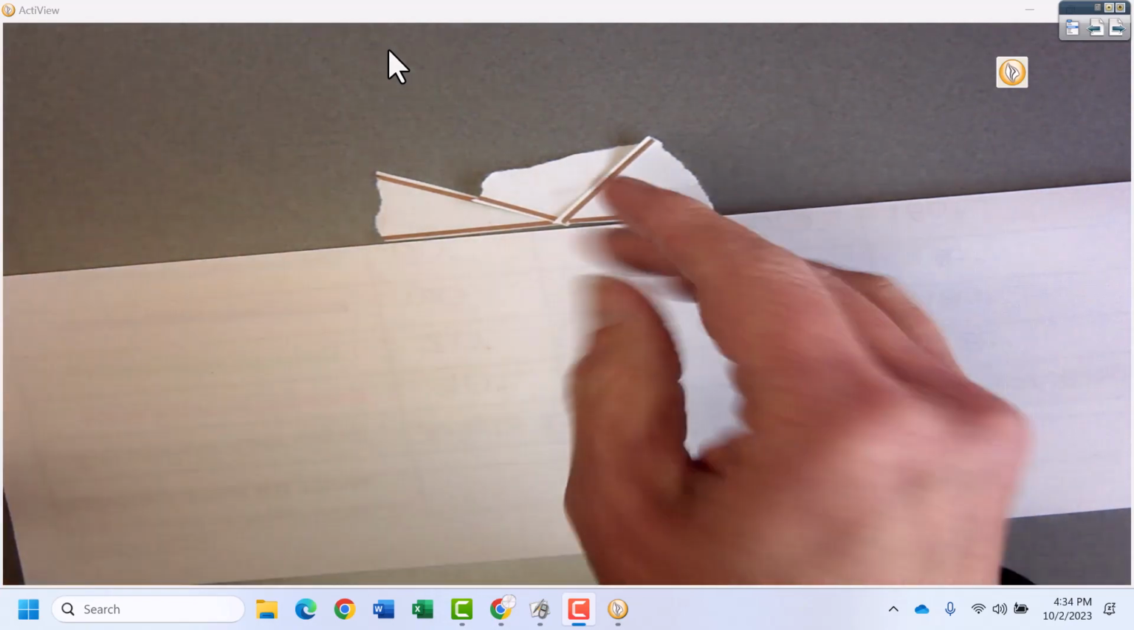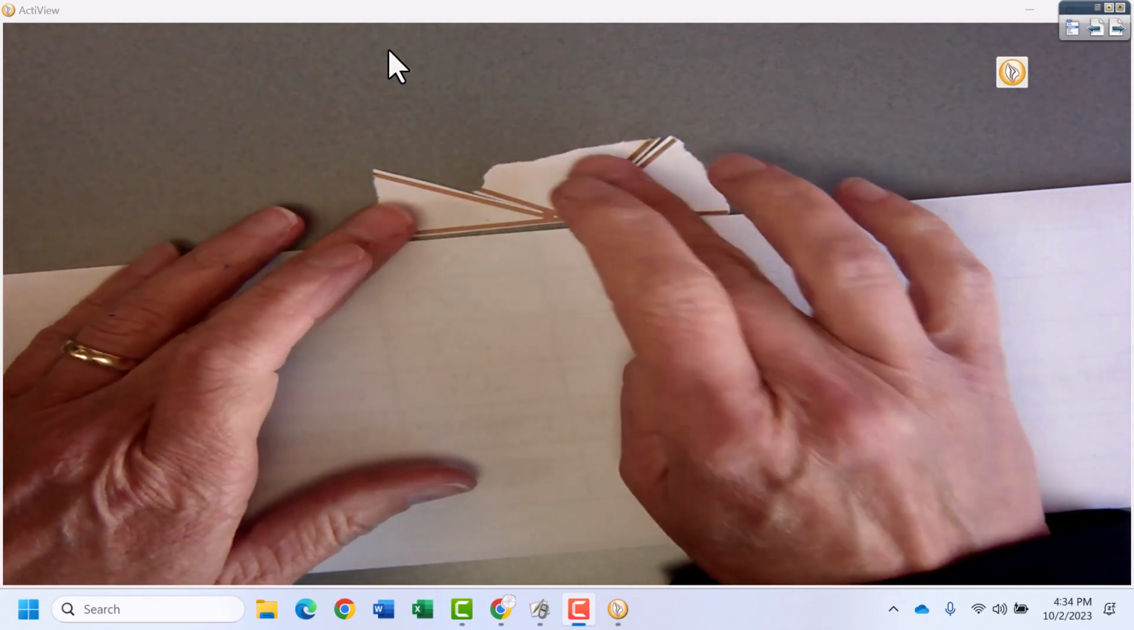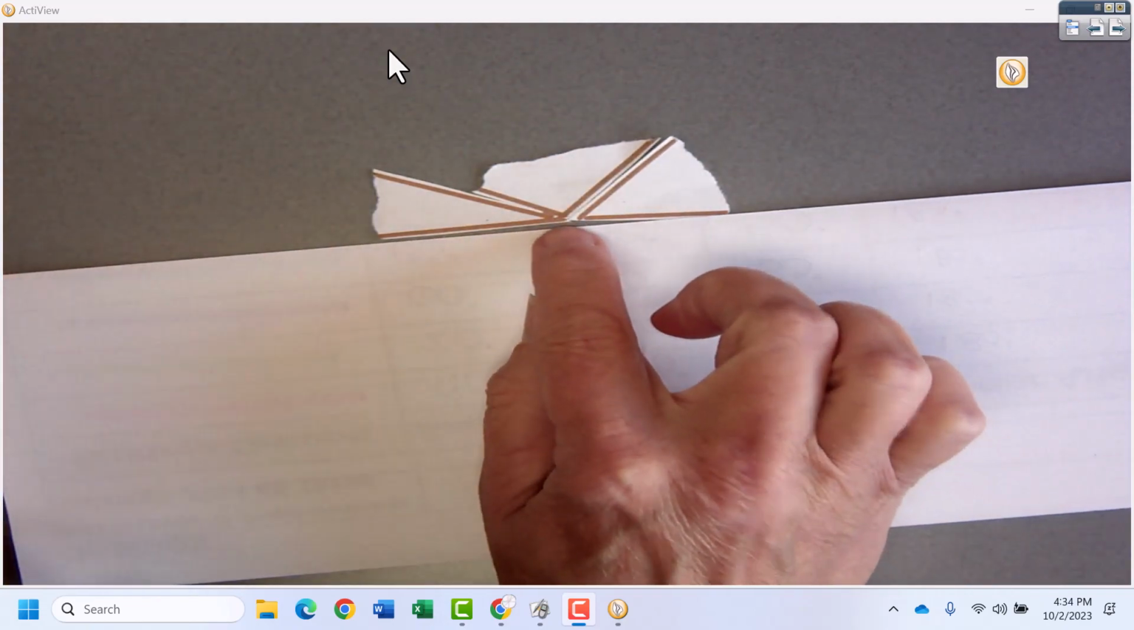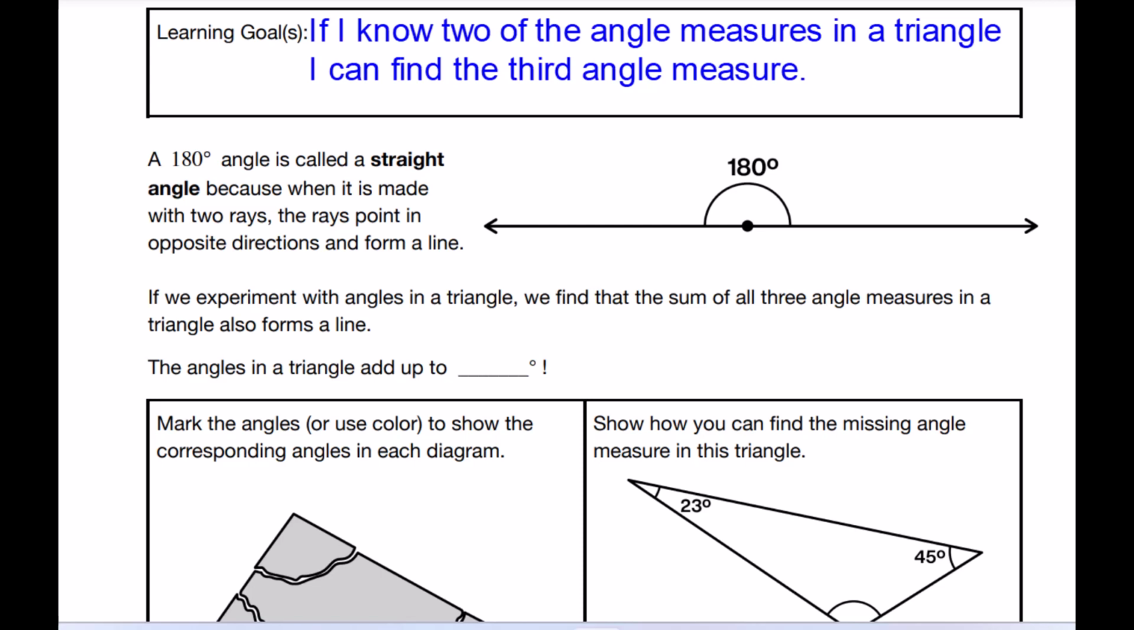So if you were to take a triangle and rip off all of the vertices and put all those corners together, you'd wind up with 180 degrees in a different way this time. Let's go to page 48 in your notebook and round up some of these important details. What we were hoping to get from these two activities was knowing that if you know two of the angle measures in a triangle, you can find the third angle measure.